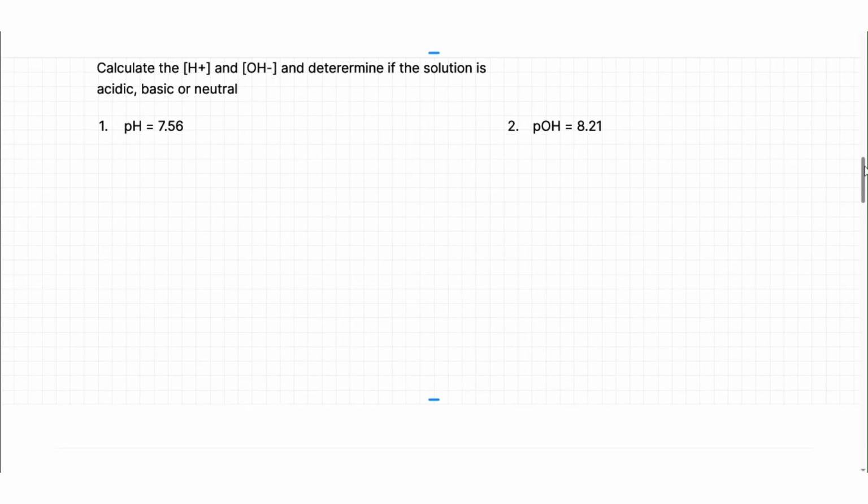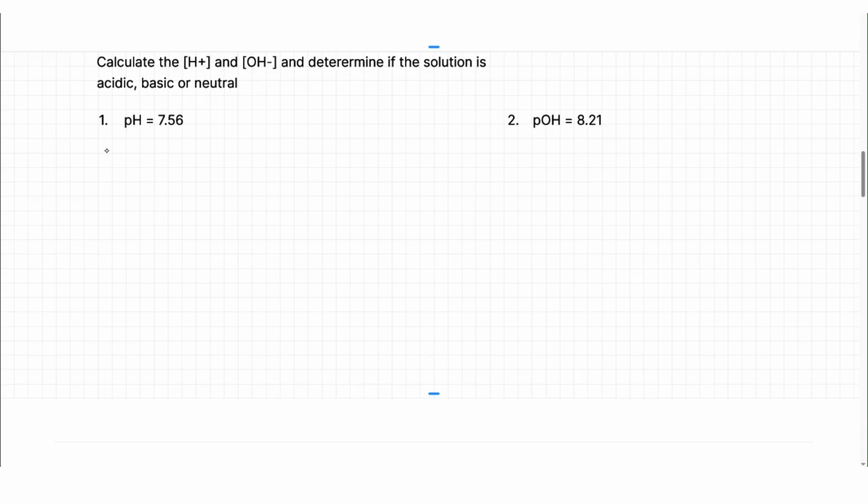Pause the video and take a second to try to calculate the concentrations and determine if the solution is acidic, basic, or neutral. Because the diagram is in the rotation of a clockwise or counterclockwise circle, you can see how you can use different equations to arrive at the same answer. So it's okay if you use a different route to find the same values.